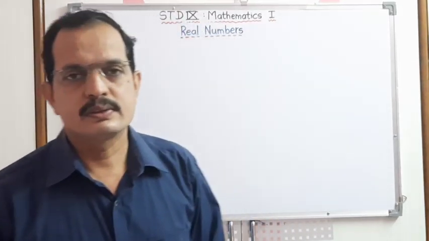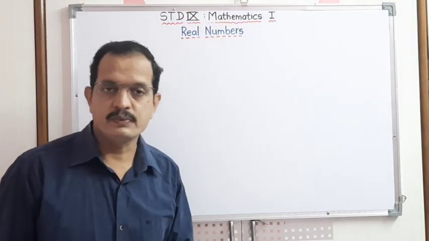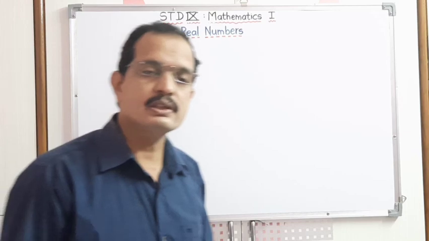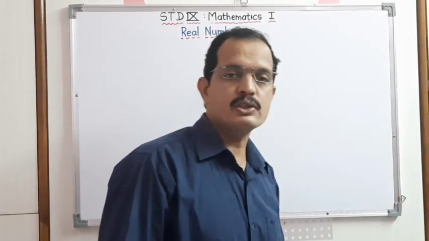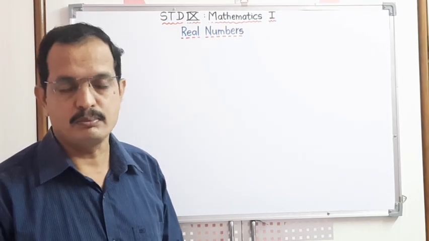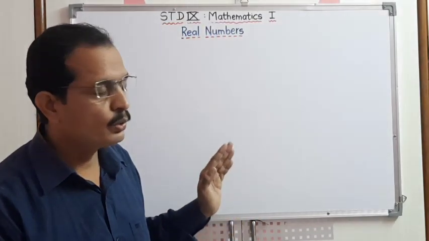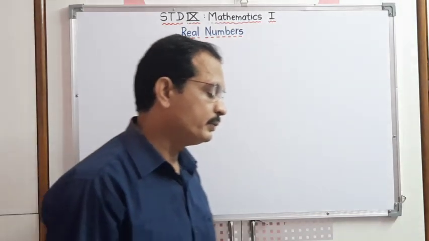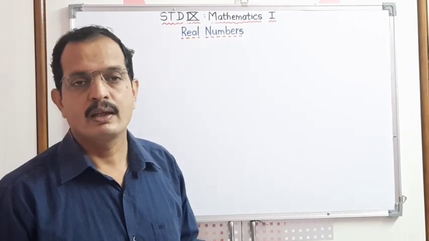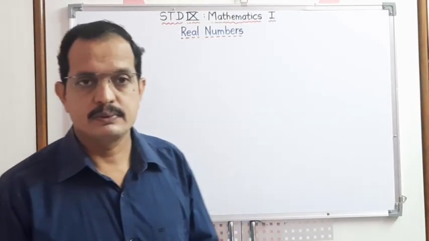Welcome dear students. As we learned in a previous lecture, what are the real numbers? Real number is the universal set for the natural numbers, whole numbers, integers and rational numbers. All of you are aware of that. Today we have to learn the decimal form of a rational number and the p upon q form of a rational number.